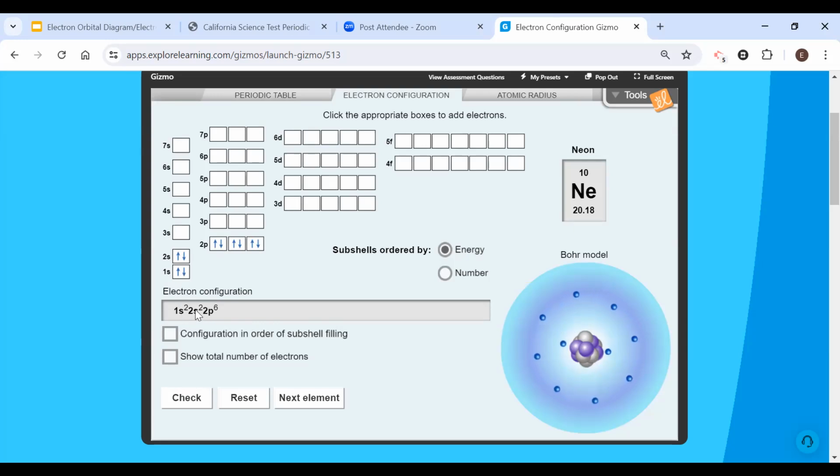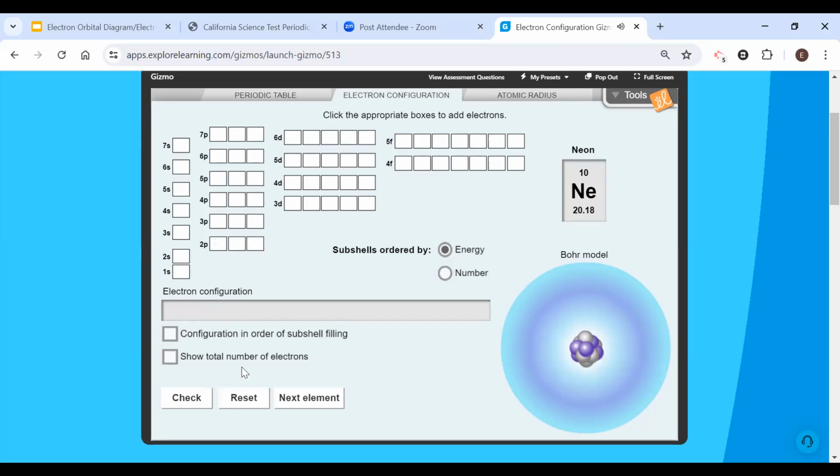And then look at the electron configuration. 1s, 1 is the energy level. s is the orbital. There are 2 electrons here. Then the next one, second energy level, s orbital with 2 electrons. This one is also second energy level with p orbital with a total of 6 electrons.